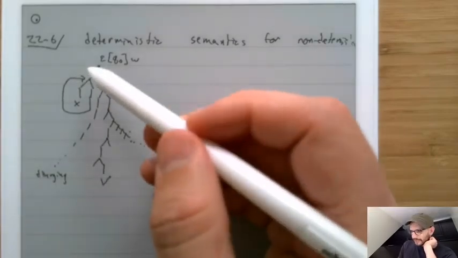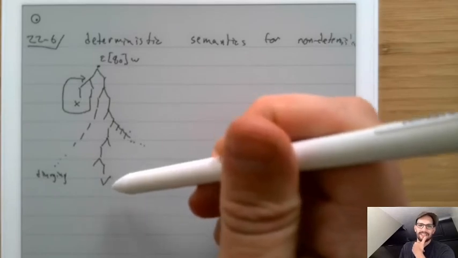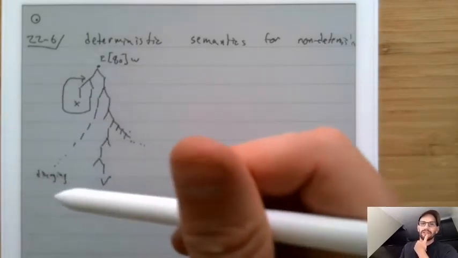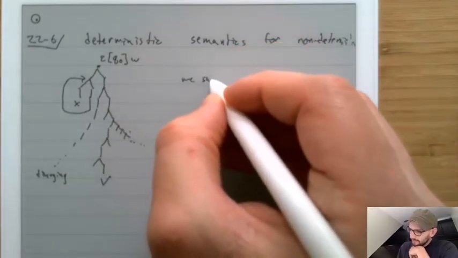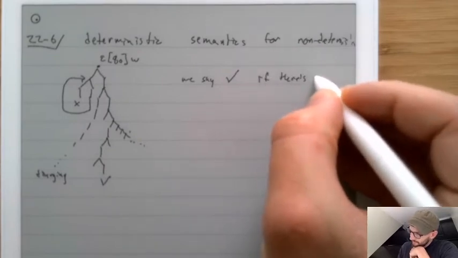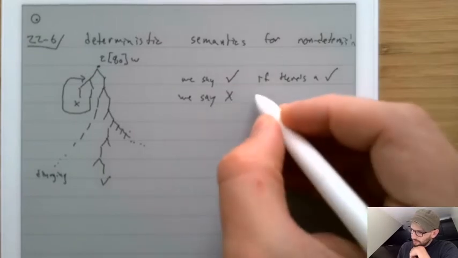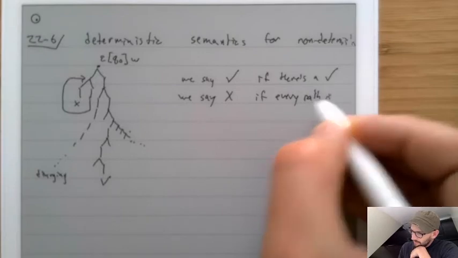What we need to do is explore this entire space and find that yes if it's there. Or we need to check and make sure that every path leads to a no. So we say yes if there's a yes, and we say no if every path is a no.